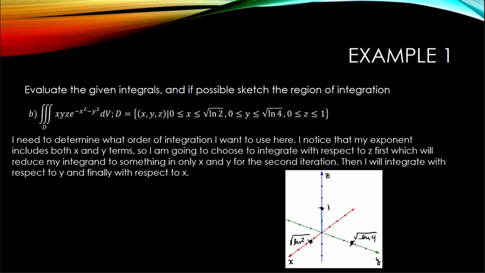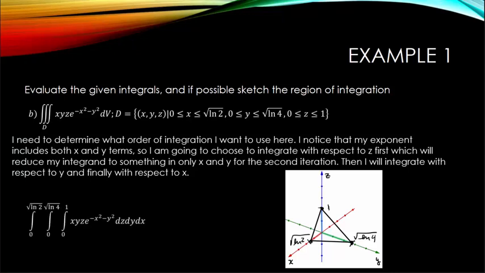Again, I have a line that goes from 0 to 1 in z, from 0 to the square root of the natural log of 2 on x, and from 0 to the square root of the natural log of 4 in y, and I can construct a triangular shaped plane that connects those 3 points. Now I set up my triple integral.